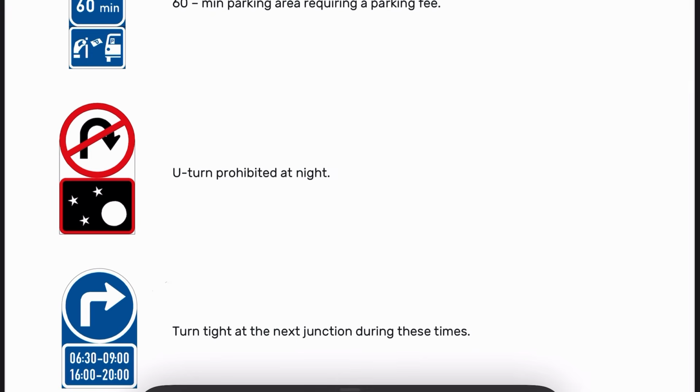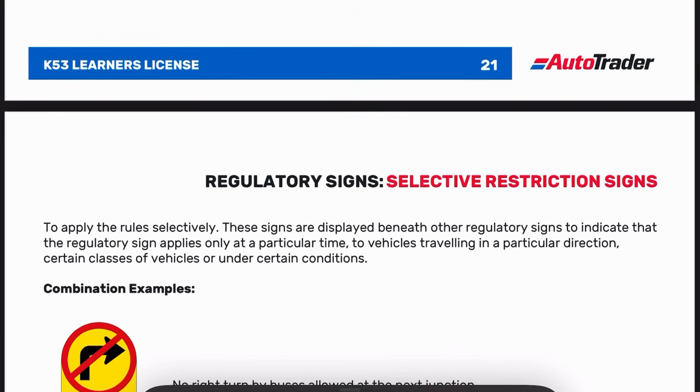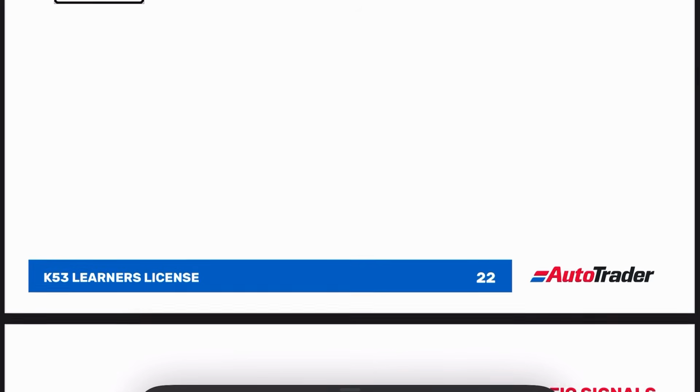U-turn is prohibited at night. So the U-turn prohibition sign is what? Is your prohibition sign. Then the night condition, you see, is night. So you go on and on and on like that.